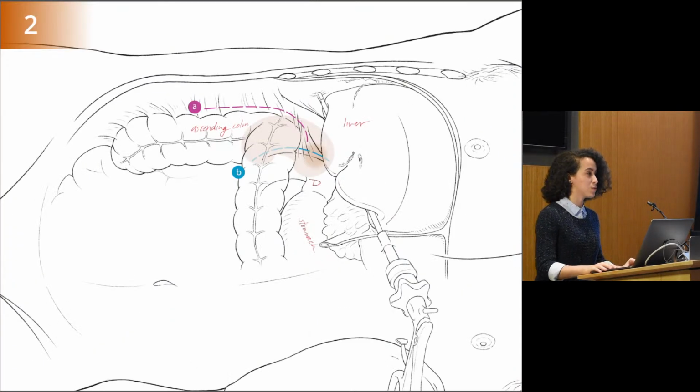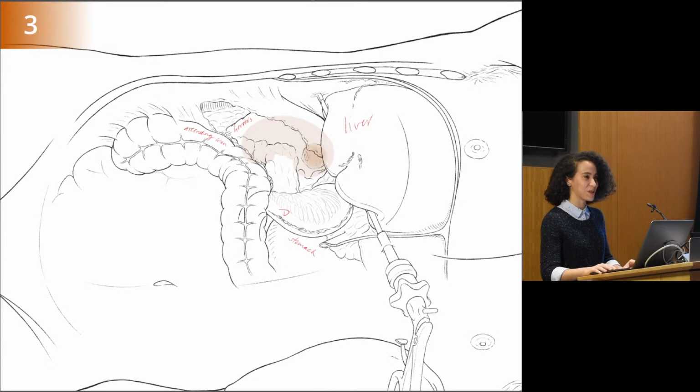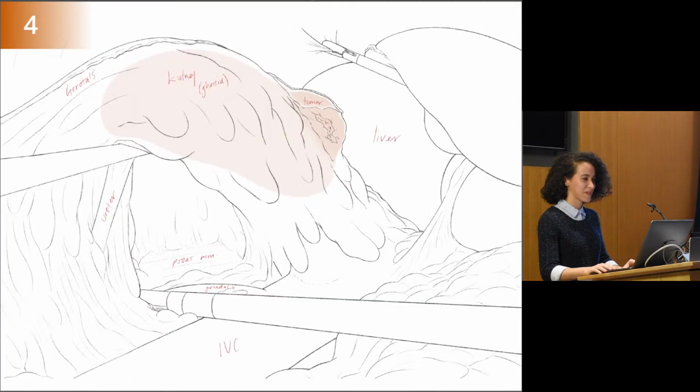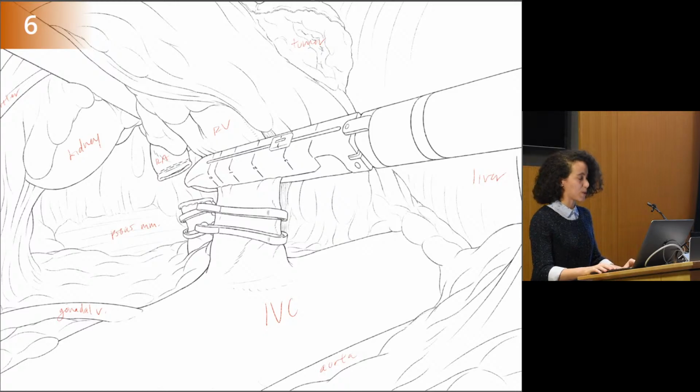The colon and duodenum are then mobilized. A depicts the dissection along the white line of Toldt, and B describes a Kocher maneuver to drop the duodenum, apologies. The result of which can be seen here. Blunt dissection of the inferior surface of the kidney is done to identify the ureter and gonadal vein, using the psoas muscle as a guide.